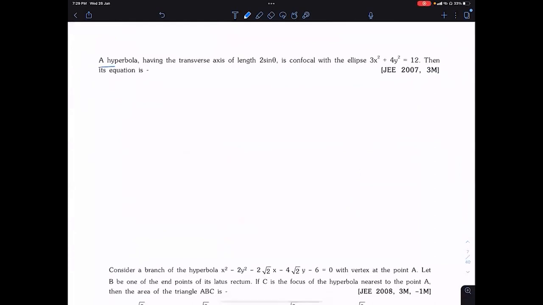A hyperbola having transverse axis length. What is the transverse axis length in a hyperbola? 2a. That is 2 sine theta, that is a equals sine theta. And what they are saying, it is confocal with this ellipse. What is the ellipse? x square by 4 plus y square by 3 equals 1. It is a horizontal ellipse. Okay.